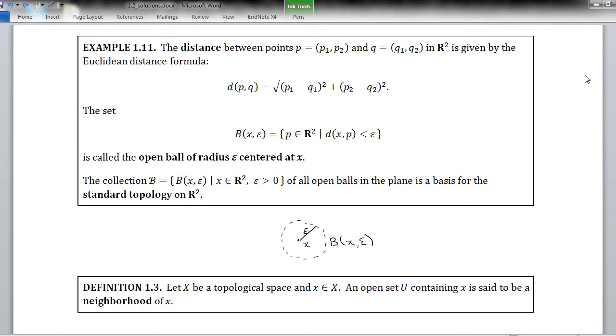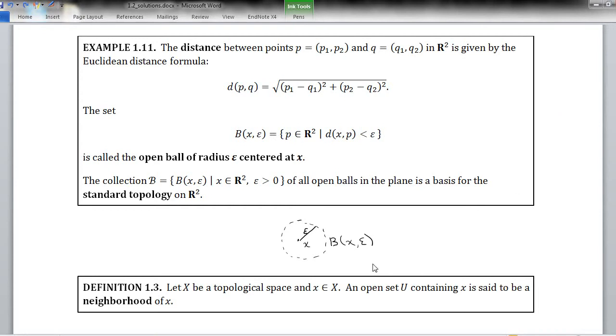Example 1.11. The distance between points P and Q in R2 is given by the Euclidean distance formula. The distance from P to Q equals the square root of the sum of the squares of differences between corresponding components. Then, once we have the distance defined, we can say the set B of x, epsilon is the set of all points P in the plane such that the distance from x to P is less than epsilon. That's going to be called the open ball of radius epsilon centered at x.